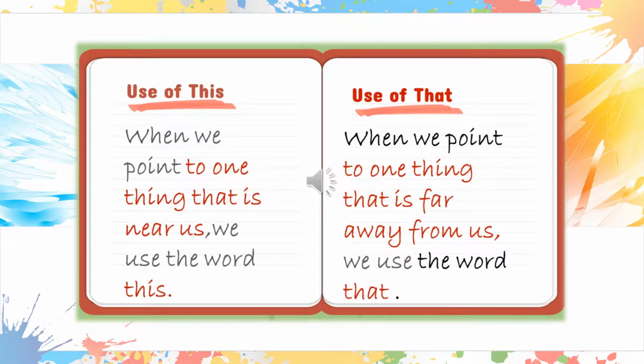And when we point at one thing that is far away from us, that is at a distance from us, we use the word that. Always remember, for a singular thing that is far away from us, we use that. For a plural thing, we do not use that. For plural objects, we use those. For singular, we use that.